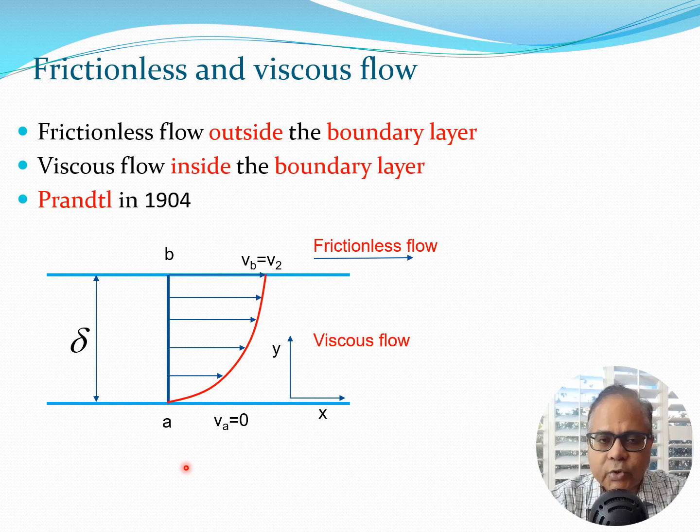So these are things to remember, that frictionless flow is present outside the boundary layer, which I have shown here, and viscous flow is present inside the boundary layer, which I have shown here. And this concept was one of the primary discoveries by Ludwig Prandtl, and this was made in 1904.